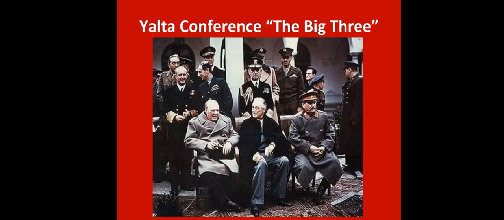So let's remember the Yalta Conference, the Big Three. So starting at the left, who is this guy? Winston Churchill. And what country did he lead? Great Britain. And then we have FDR, who led America. And then we have Stalin, who led the Soviet Union.